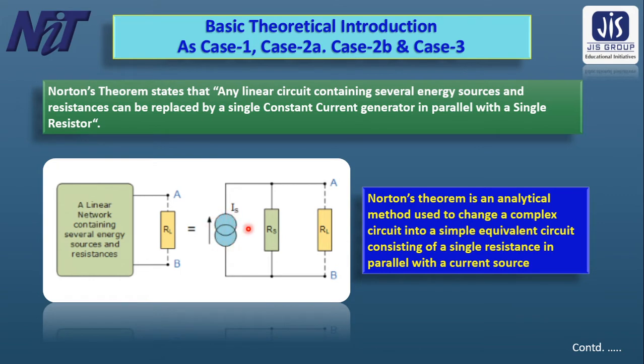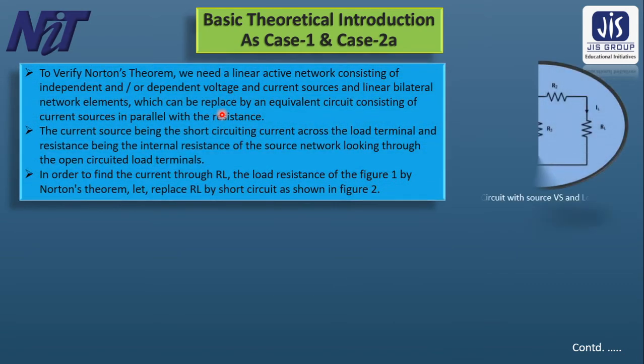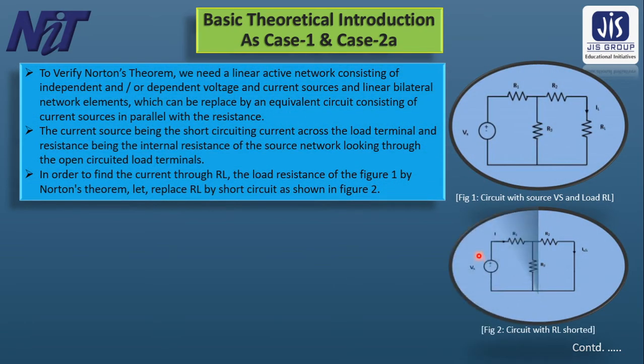This is the current source, and the single resistance, as you will learn later, is also called the Norton resistance, and this imaginary current source is called the Norton current. So by illustrating further, we have divided the entire circuit into 4 parts. First let's see case 1 and case 2a.